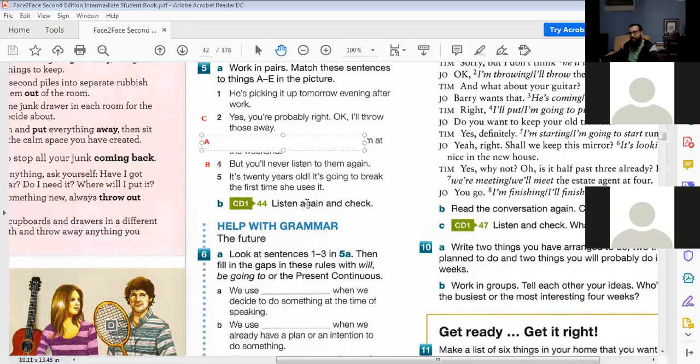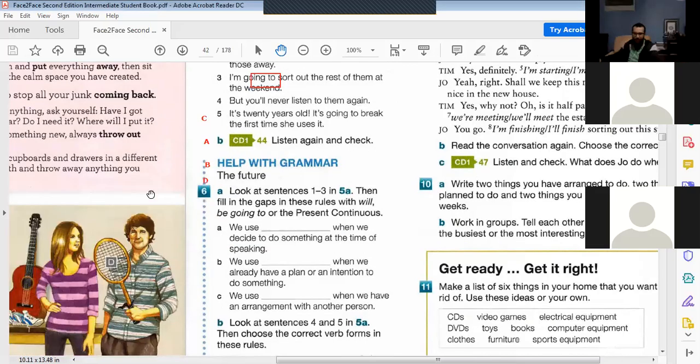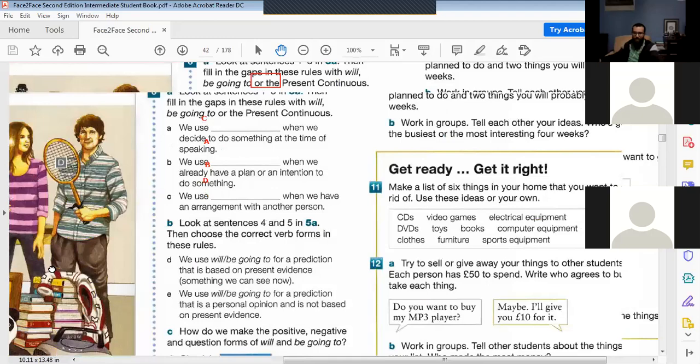I think you're right. It's 20 years old. It's going to break the first time she uses it. The tennis racket. So for number one, there's only one answer left. What is it? Because the options are A to E, so we used all of them. E. Yeah, it means the laptop, right? Because the laptop is E. Give it to his brother.